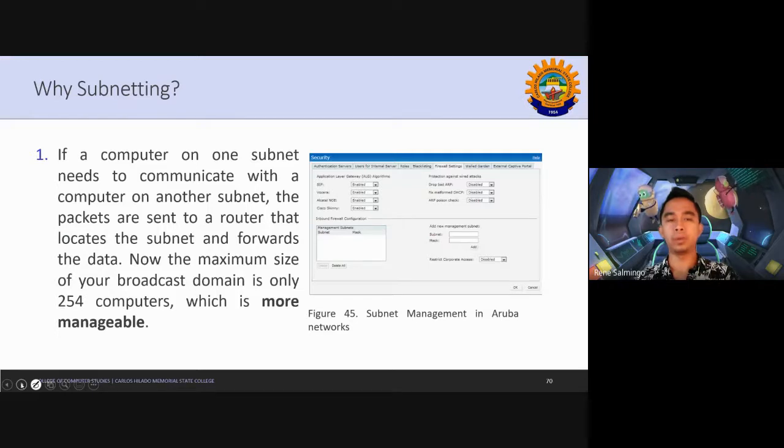So why do we need to subnet? If a computer on one subnet needs to communicate with a computer on another subnet, the packets are sent to the router that locates the subnet and forwards the data. Now the maximum size of your broadcast domain is only 254 computers, which is more manageable.